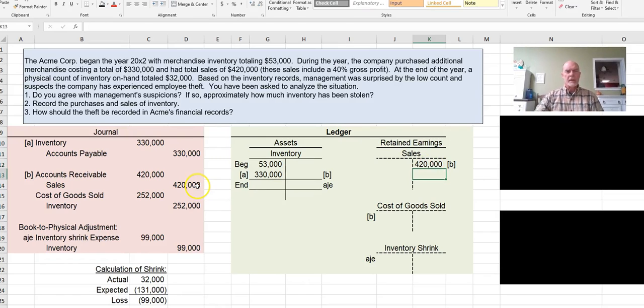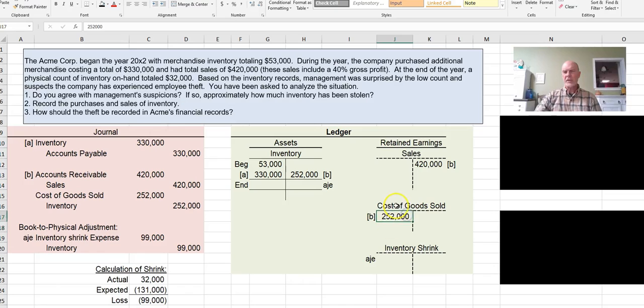Okay. And it also says that these sales included 40% gross profit. If the gross profit is 40%, that means the cost of goods sold is 60%. So 60% of those sales is we had a cost of goods sold of $252,000. So I'm going to go ahead and take that out. So credit inventory for $252,000 and debit cost of goods sold for $252,000.